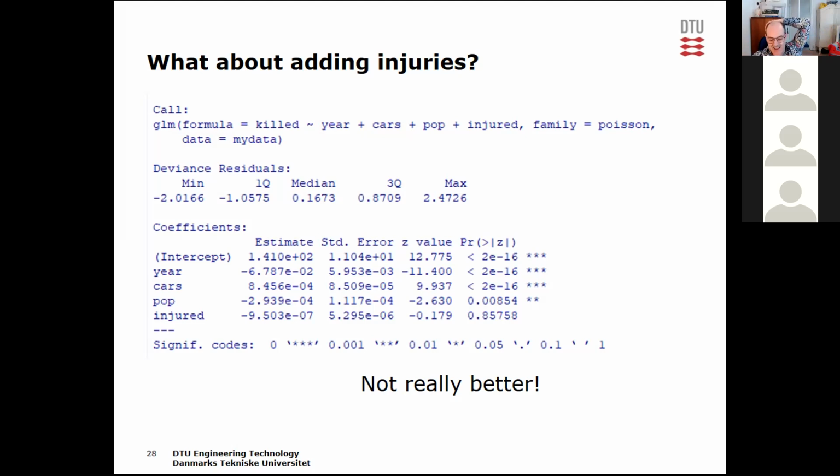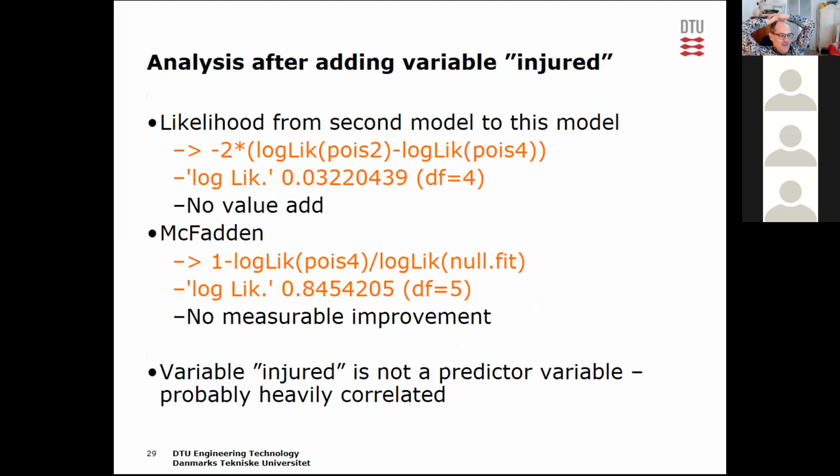That's pretty bad. And the likelihood ratio is a joke. That's not going anywhere. And the McFadden figure doesn't change. So injured is not a statistically valid predictor variable. It's probably very heavily correlated with the death rate, with the number of people dying. But as a predictor, it's useless. It doesn't really tell you what's going on.